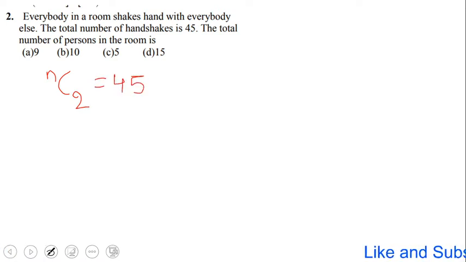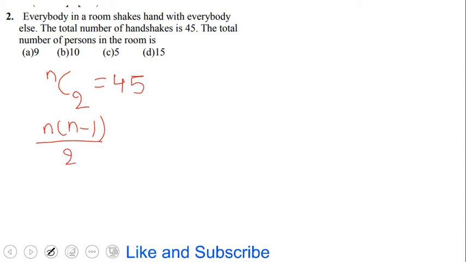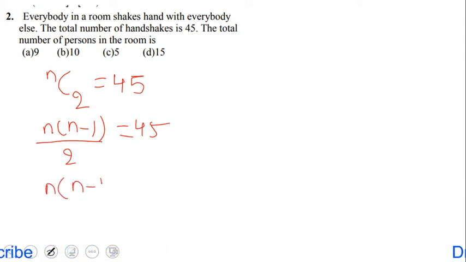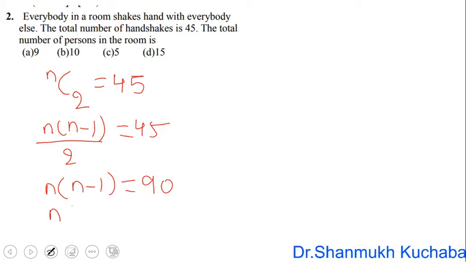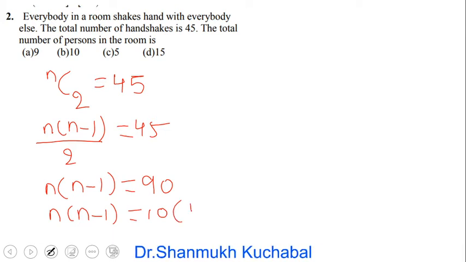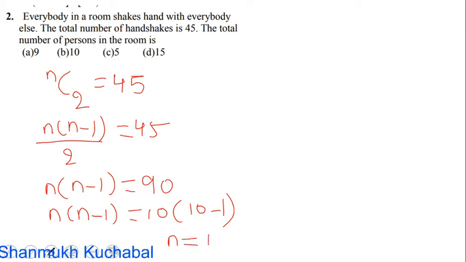I use the definition of nC2, which is n into n minus 1 divided by 2. So this is equal to 45. The 2 in the denominator, transporting to RHS, we get n into n minus 1 equals 45 into 2, which is 90. So n into n minus 1 equals 90. 90 can be written as 10 into 9, and 9 can be written as 10 minus 1. So on comparison, we get the n value as 10. So clearly option B is the right answer here.